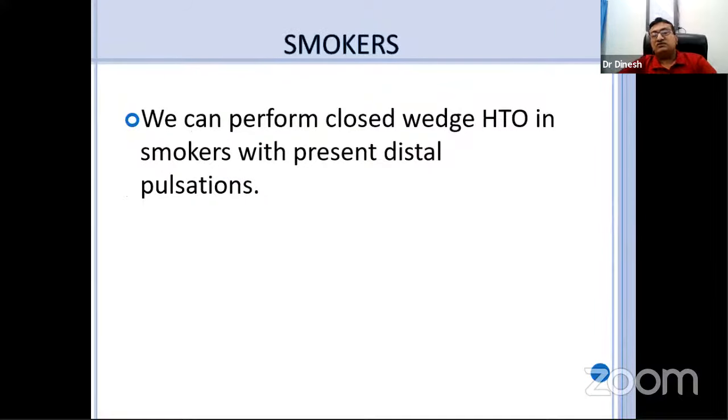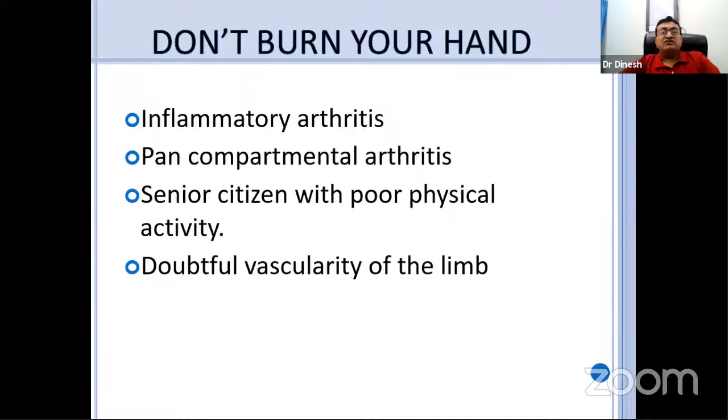In smokers, we can always perform close wedge high tibial osteotomy if distal pulsation is present. If they already have peripheral vascular disease, then we should not touch that patient. But we can perform close wedge, because in close wedge there are very rare chances of delayed union and non-union. We should not burn our hand by doing high tibial osteotomy in inflammatory arthritis like rheumatoid arthritis or polyarticular disease, where synovium and cartilage are both damaged. The synovium is inflamed and cartilage has been damaged in almost all compartments. If there is pancompartmental arthritis, we should not do high tibial osteotomy.